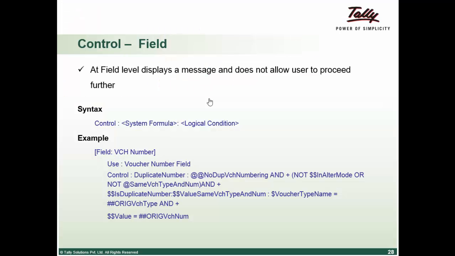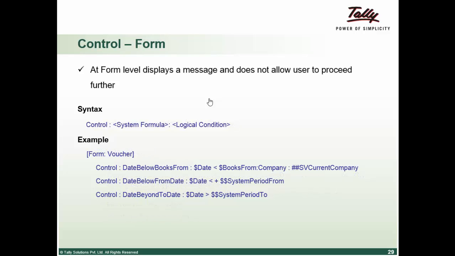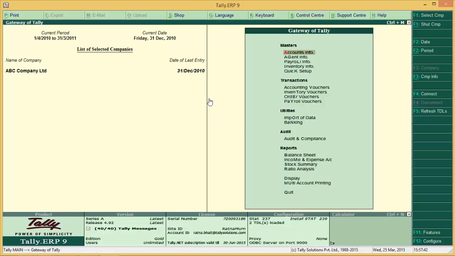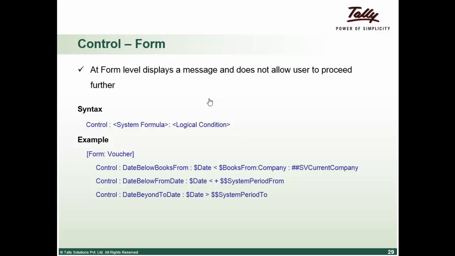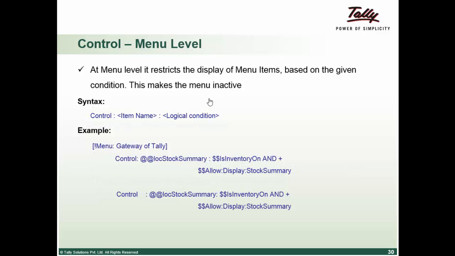Similarly, we have control at form level, where you can specify that if the number of agents specified in this report is less than 5. So at form level, you can give a control that the number of agents specified are less. So you can give your kind of control at your form level. Then menu level also we have a control. It restricts the display of the menu item based on the condition, and it makes the menu inactive.